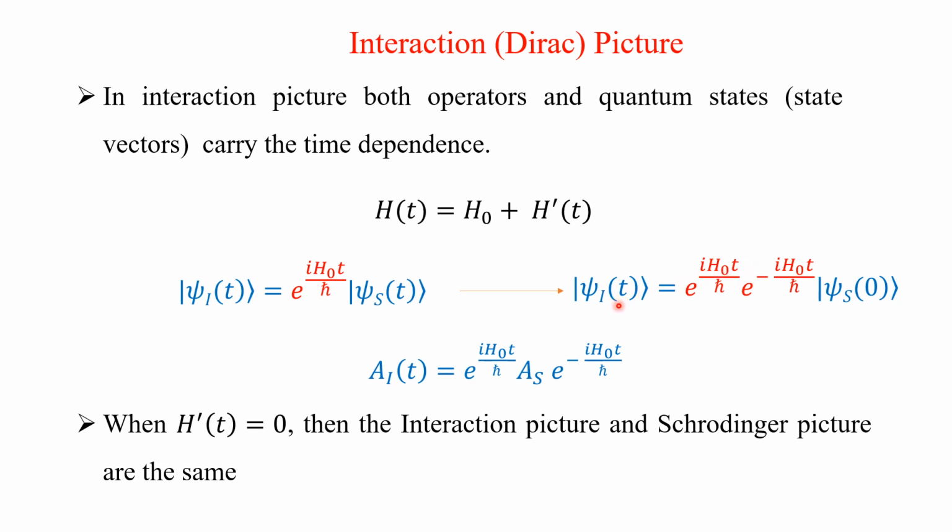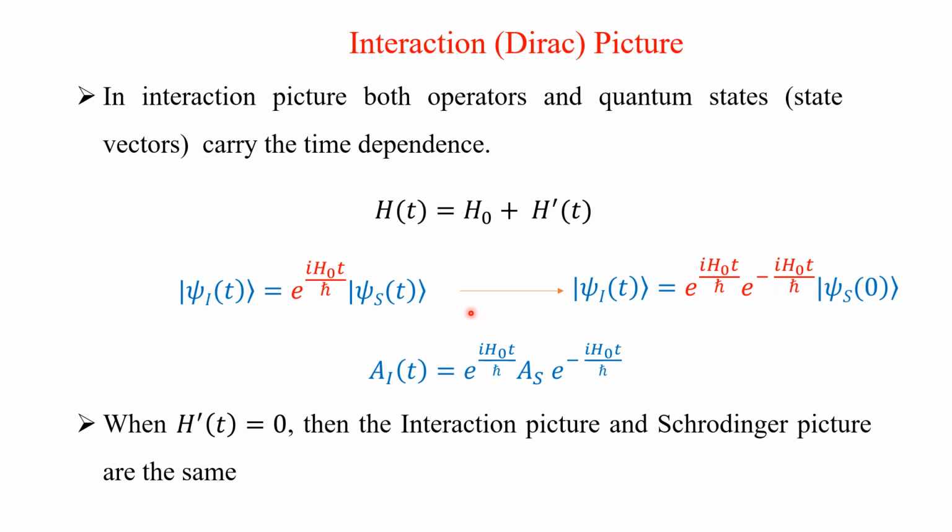So the wave function in the interaction picture, or state vector in the interaction picture, is equal to the wave vector in the Schrödinger picture when time t equals 0. Earlier we have seen that when t equals 0, the Heisenberg picture and Schrödinger picture are the same. Likewise, all three pictures are the same when time t equals 0.